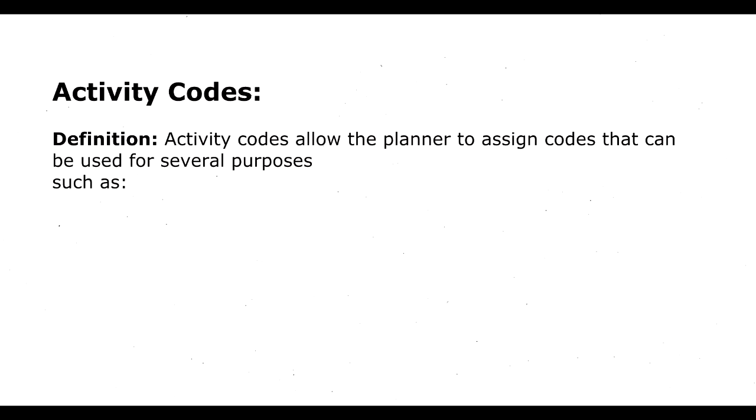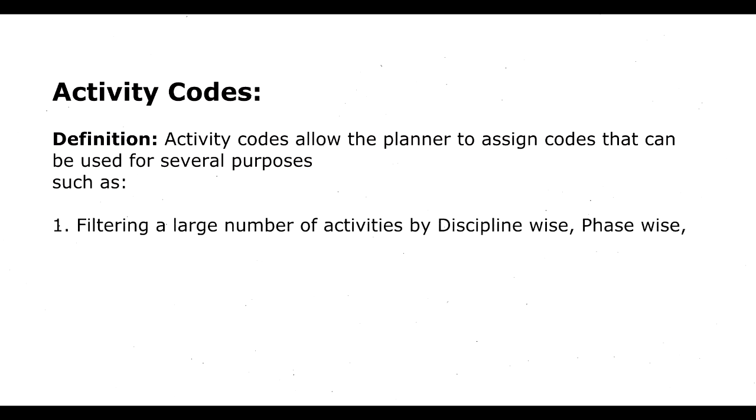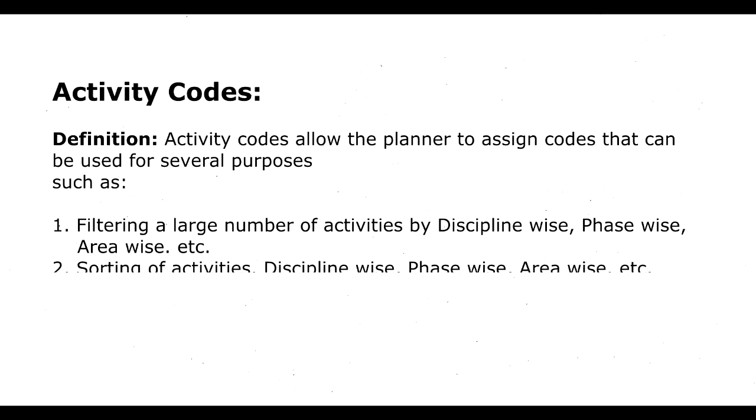Activity codes allow the planner to assign codes that can be used for several purposes, such as: 1. Filtering a large number of activities discipline-wise, phase-wise, area-wise, etc. 2. Sorting of activities discipline-wise, phase-wise, area-wise, etc. 3. Grouping of activities sharing the same activity code.